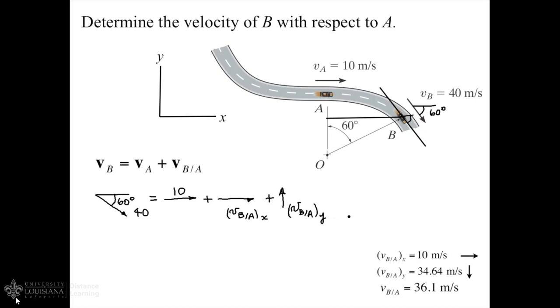Now we need to write the component equations. Beginning in the x direction, taking each vector component in turn, we have first 40 times the cosine of 60 degrees.